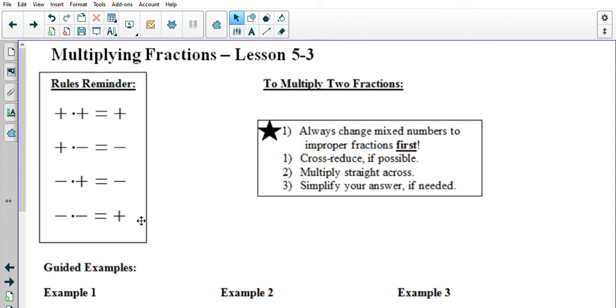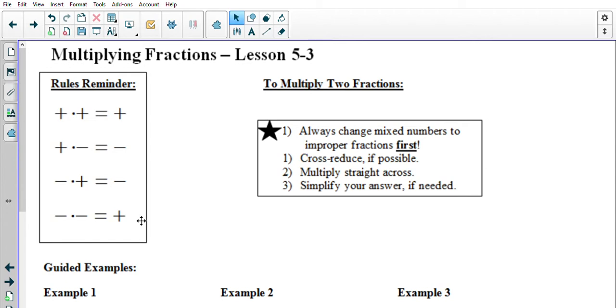Now, some rules for multiplying fractions. First off, always make sure to change mixed numbers to improper fractions first. You have to do that. I can guarantee you that if you have a multiple choice question on a quiz or a test, one of the answer choices will be from just multiplying straight across. So you really want to make sure that you change mixed numbers to improper fractions first, and we'll review how to do that in this video.